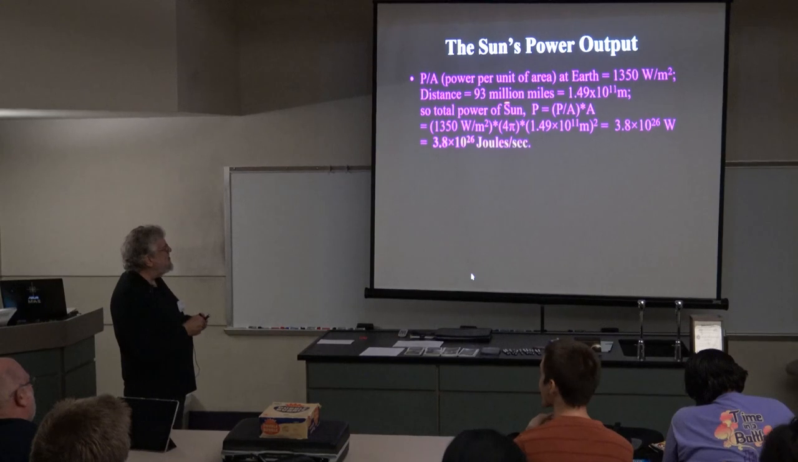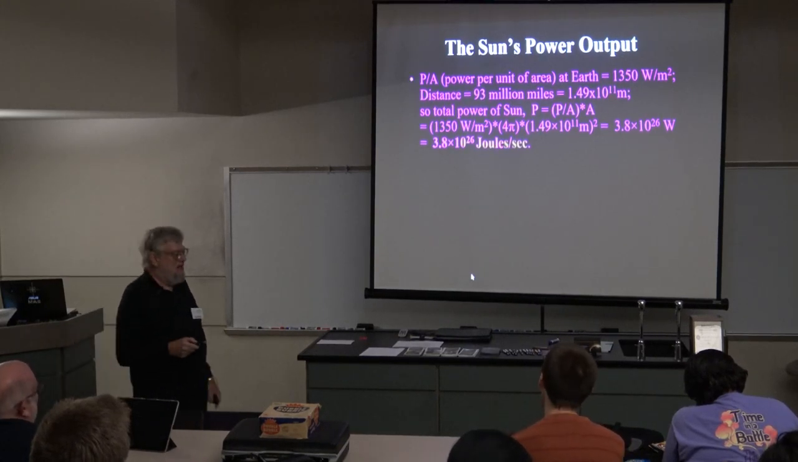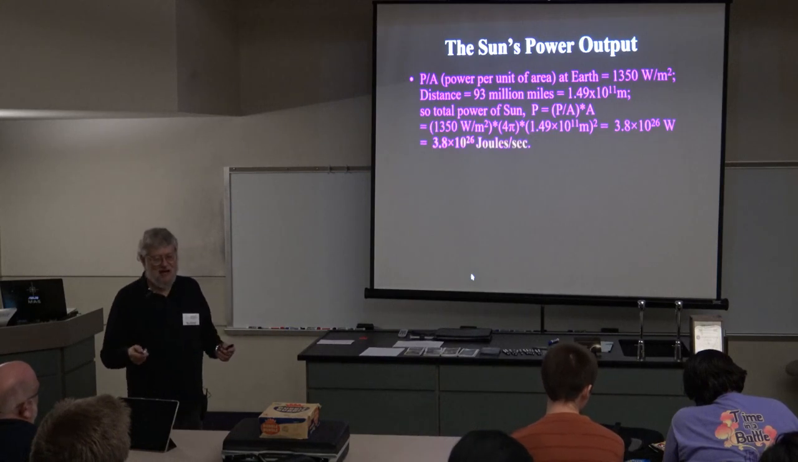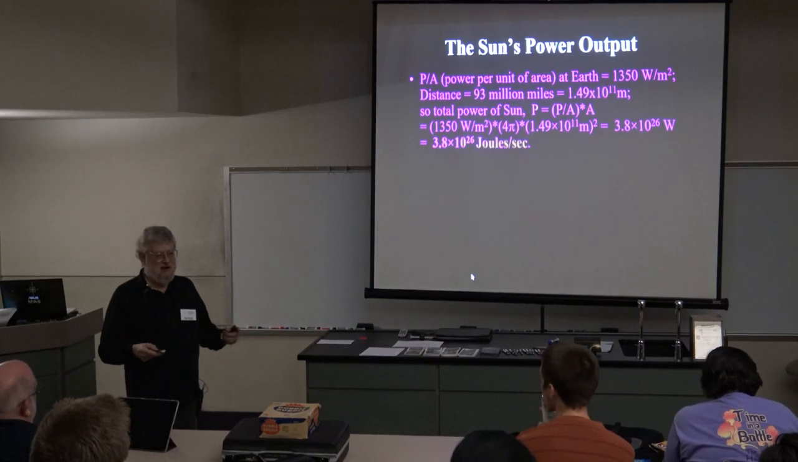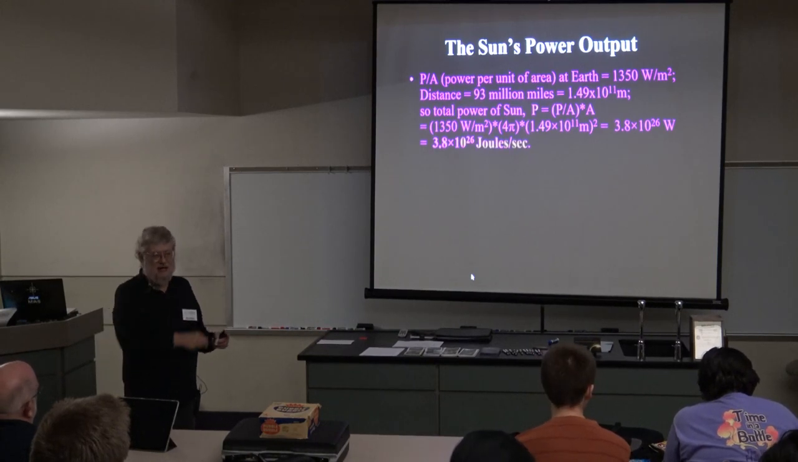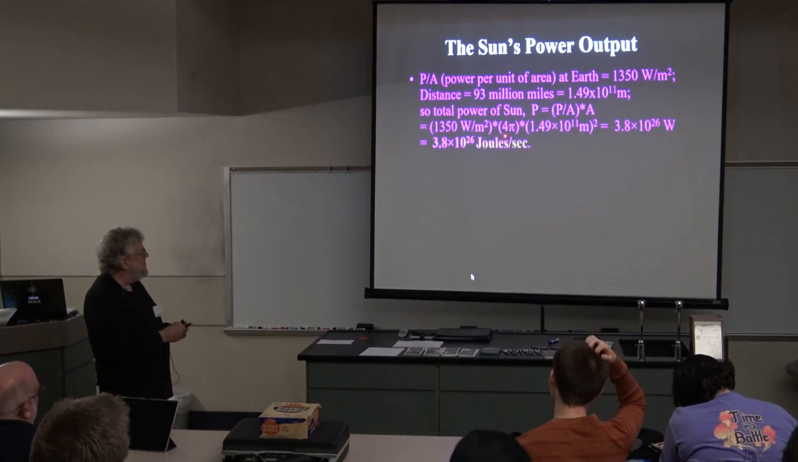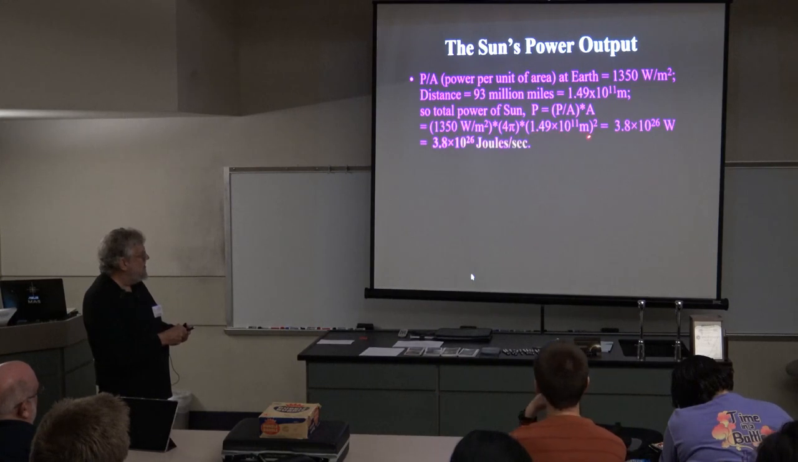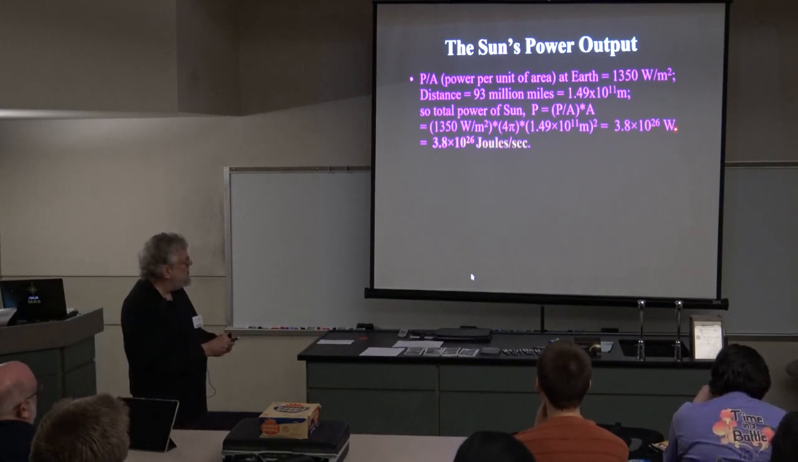Okay, at a distance of 93 million miles, we can figure out how much energy the sun is putting out altogether. We know what it is in one square meter. All we've got to do is figure out how many square meters there are in a spherical surface 93 million miles away. And the surface area is, of course, 4 pi times the radius squared. So we take that energy per square meter times the number of square meters, and we get 3.8 times 10 to the 26 watts.